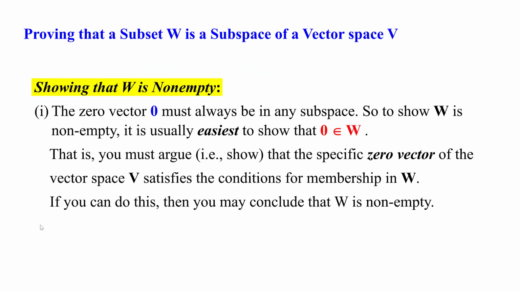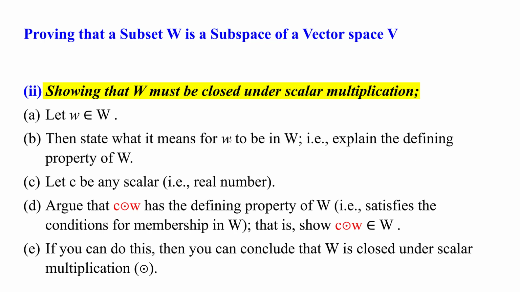Showing that W is non-empty, I just discussed this in a roundabout way. The zero vector must always be in the space. We just proved that, it was a theorem we just looked at. And therefore, why not use that as the vector to show that W is non-empty? It's oftentimes the easiest thing to do. Not always, but oftentimes.